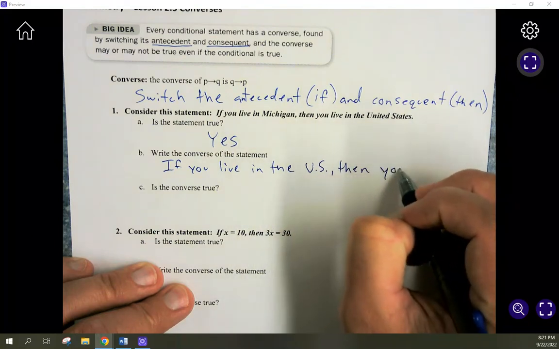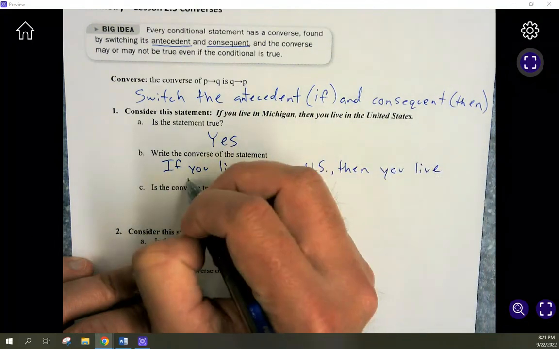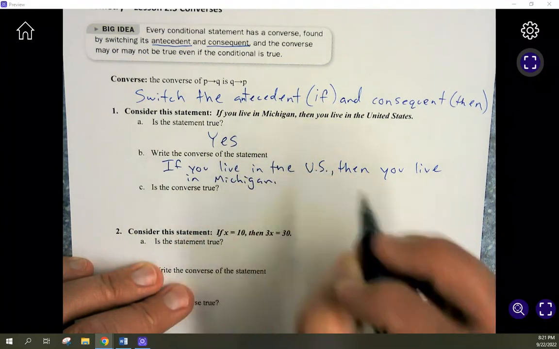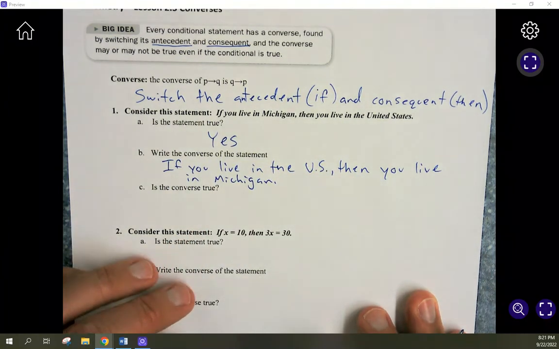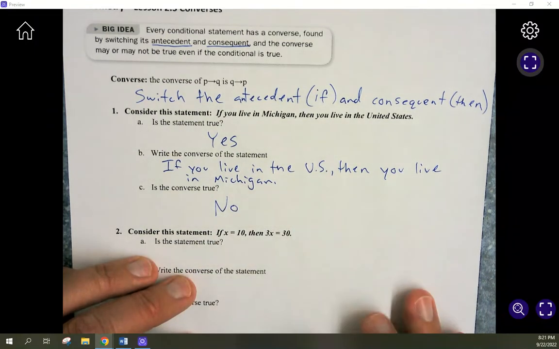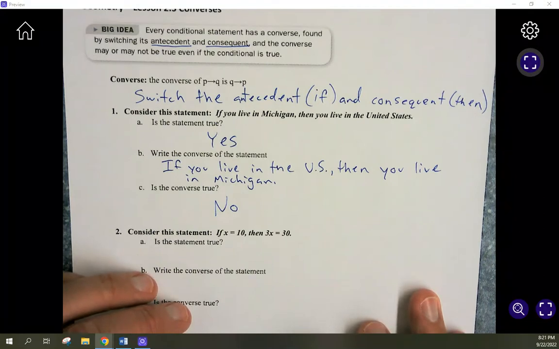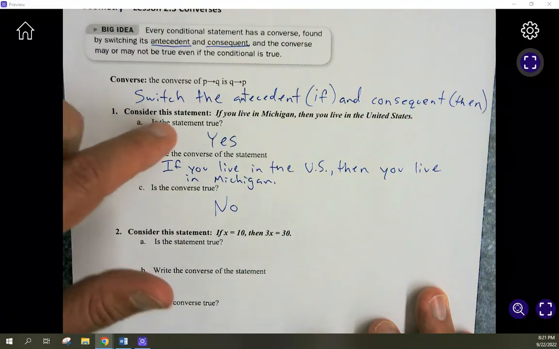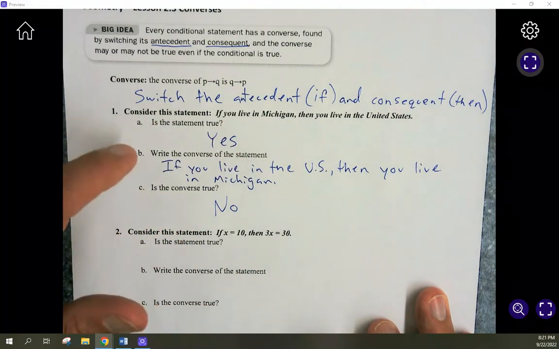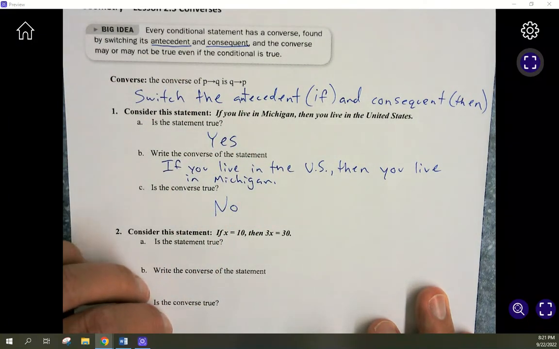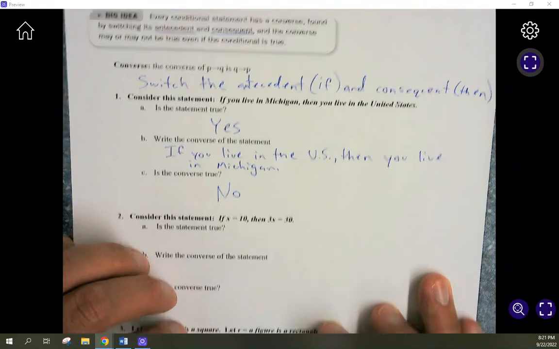then you live in Michigan. If you live in the United States, then you live in Michigan. Is the converse true? No. In this case, it is not. You can live in the United States and not live in Michigan, obviously. So in this first case, the original statement was true. When we took the converse, it was not true. So I wonder, does that always happen?